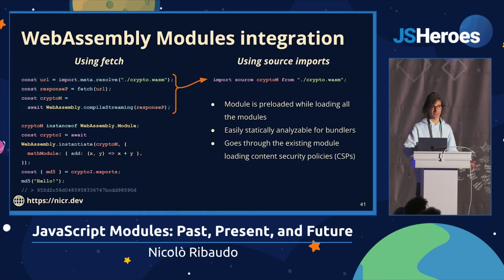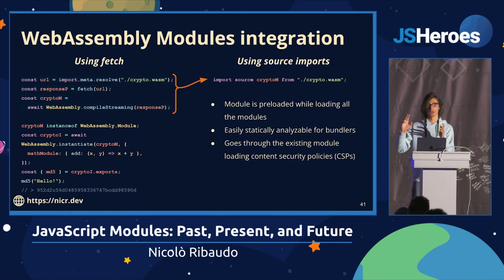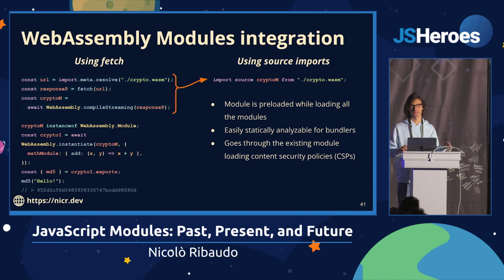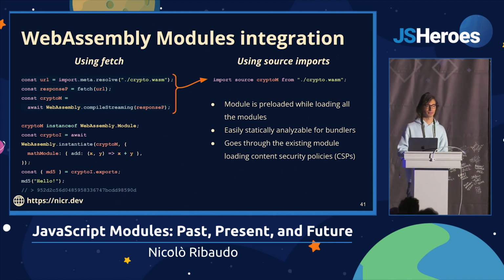The main use case for this proposal is to make it easier to use WASM modules within JavaScript. So right now, to use WASM, you need to manually resolve the module URL. You need to fetch and compile your WASM module, and then you need to manually link, providing all the dependencies. Using this proposal, you will be able to load the source of a WASM module, which corresponds to the compiled WebAssembly.Module object, and then only worry about the linking part.